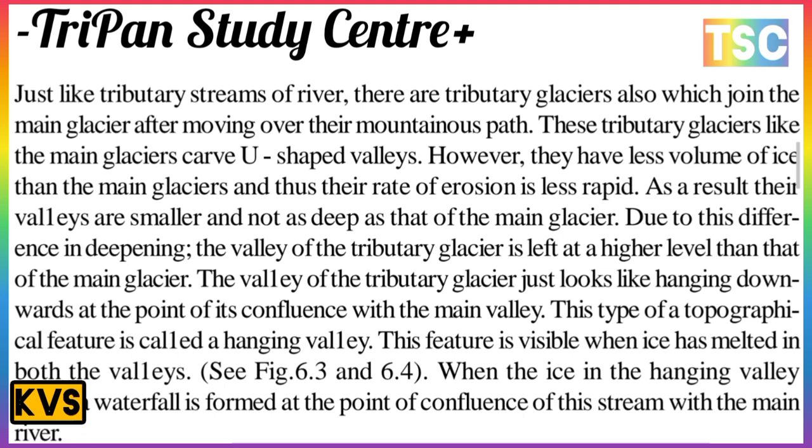This type of topographical feature is called a hanging valley. The feature is visible when the ice has melted in the valleys. As the figure shows, when the ice in a hanging valley melts, a waterfall is formed at the point of convergence of this stream with the main river.